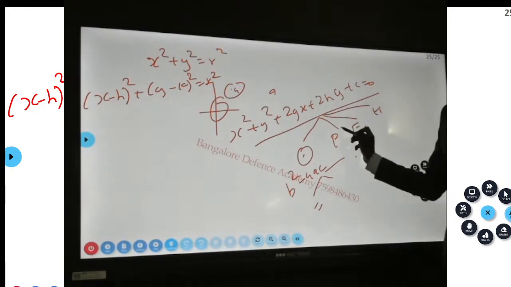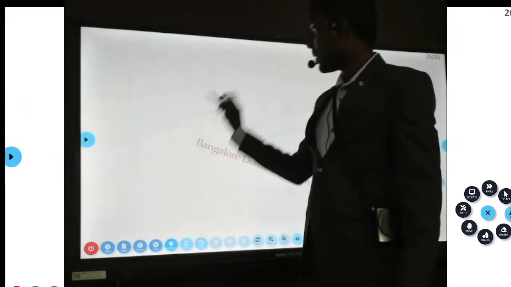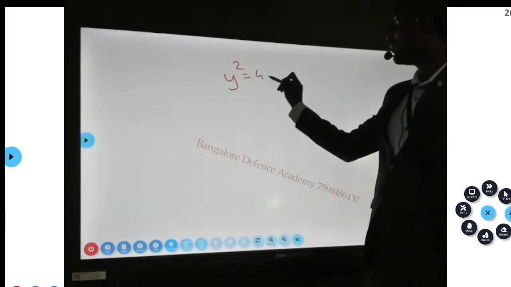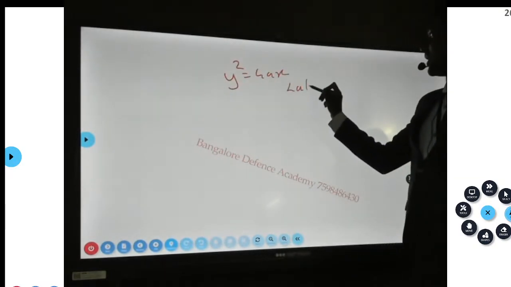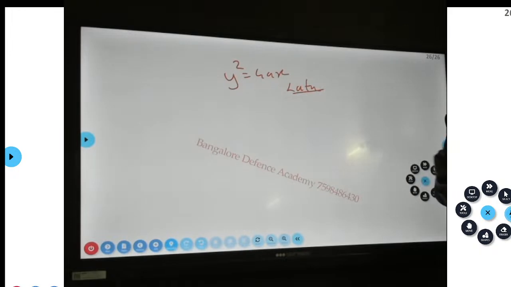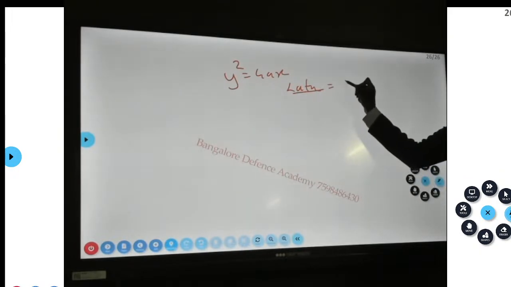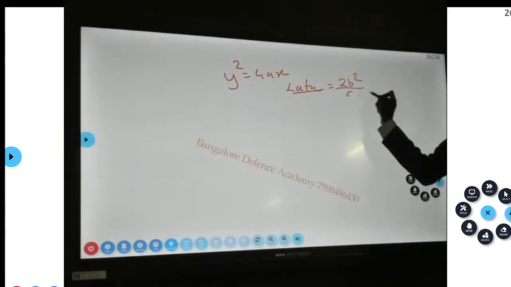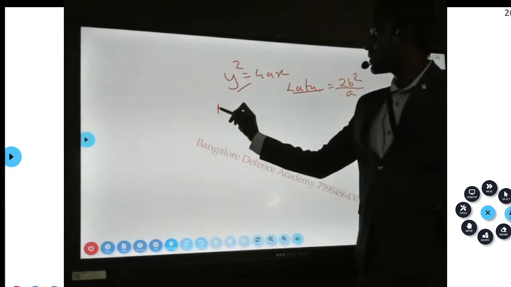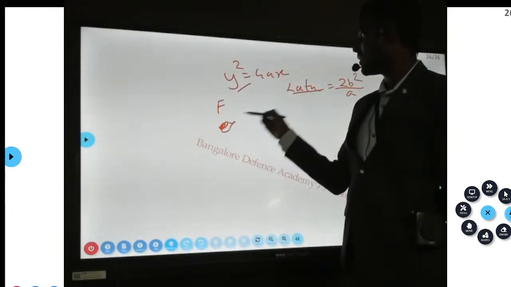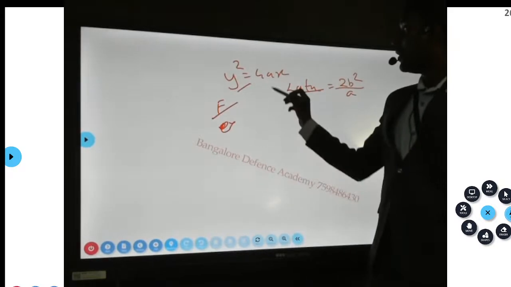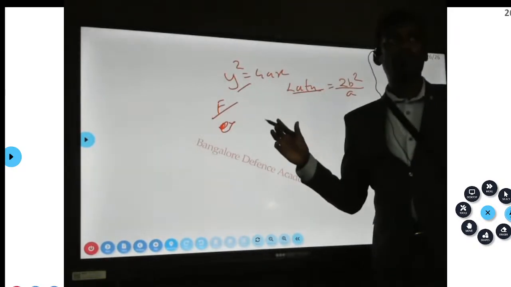Okay, then you have parabola. What is the formula for parabola? Y square is equal to 4ax. यहाँ पे maximum latest rectum से questions आएंगे. Okay, latest rectum is what? 2b square by A. Now here you have focus. Eccentricity is not there for parabola. Directly focus you have. Then directrix, equation of directrix.